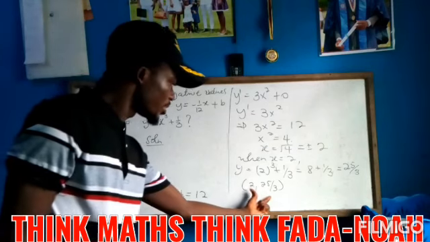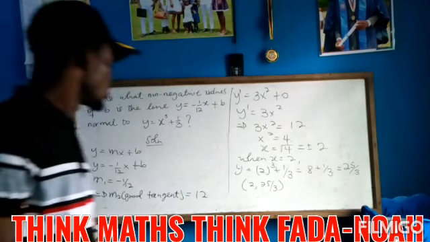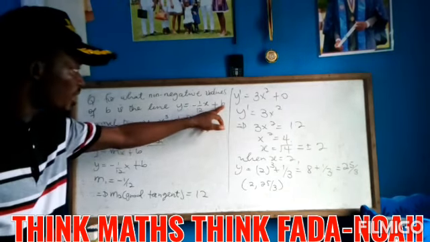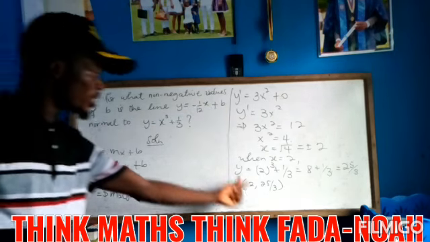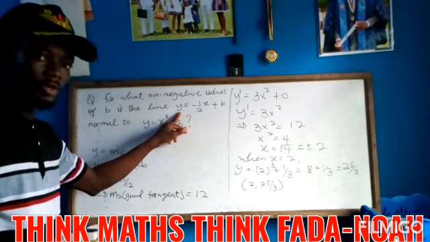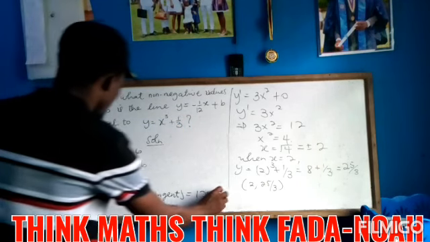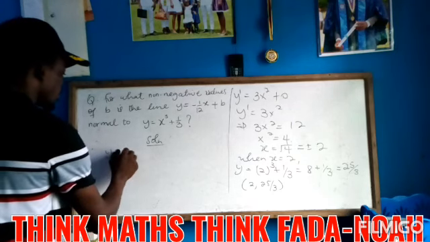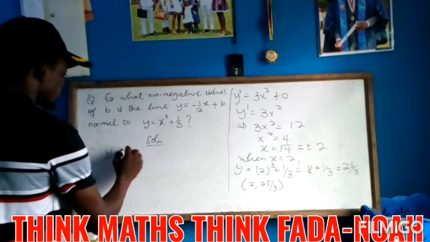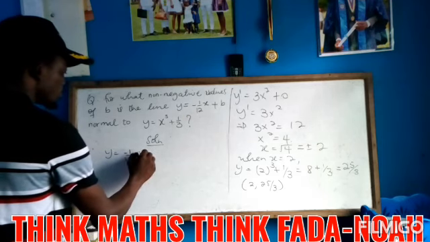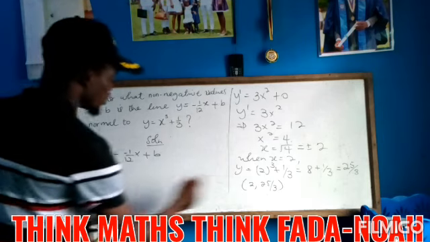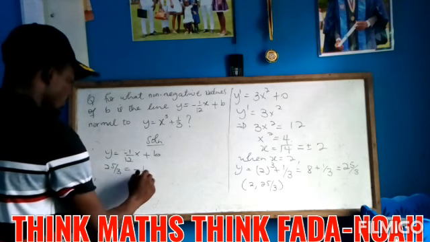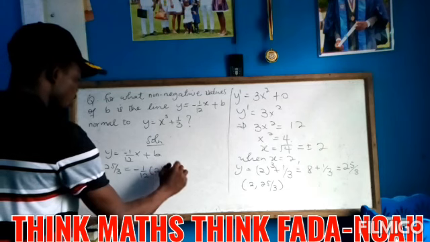So now with this point, (2, 25/3), we substitute it into the equation of the normal to find the b value. This point actually must satisfy the equation of the normal. So we have y equals minus 1 over 12x plus b. We substitute y to be 25 on 3, equal to minus 1 over 12, our x is 2, plus b.